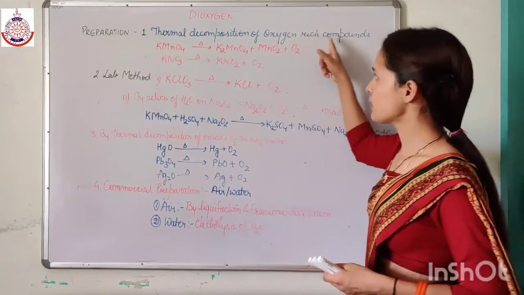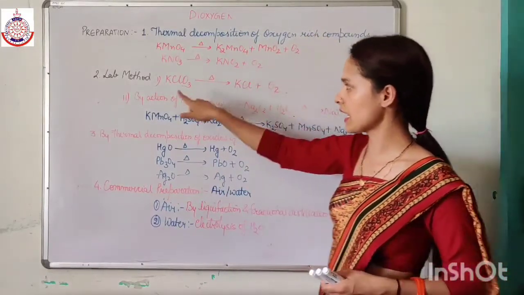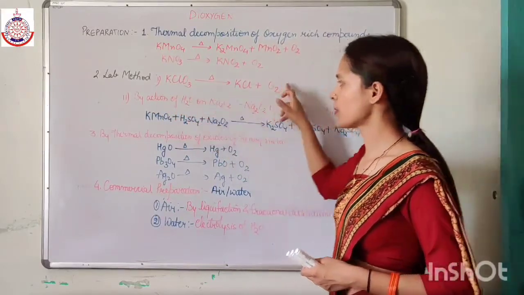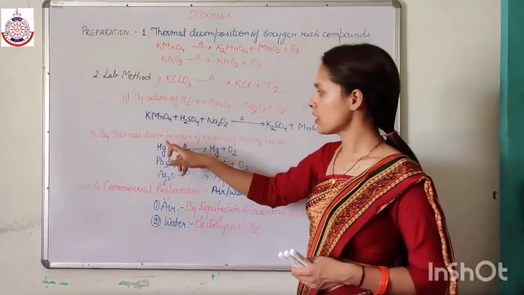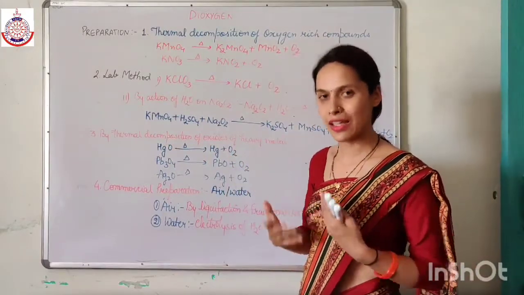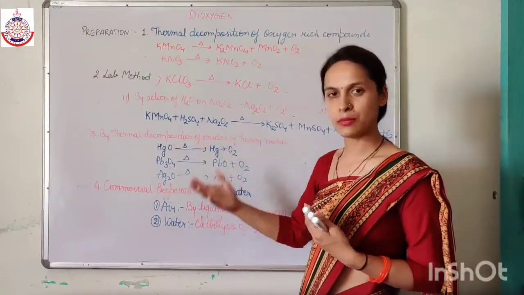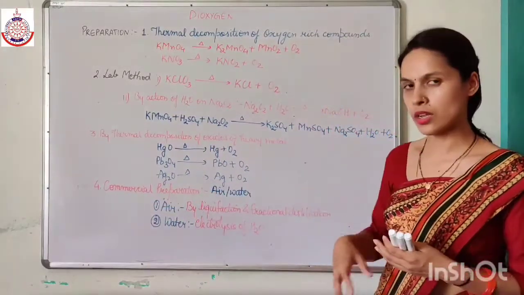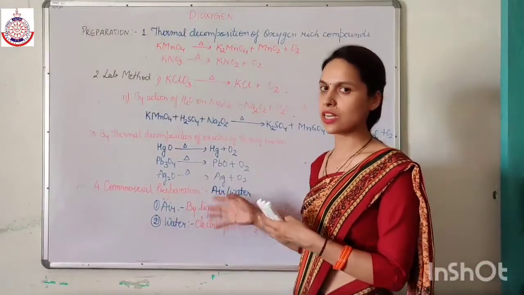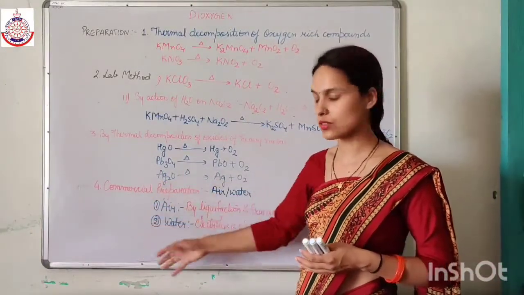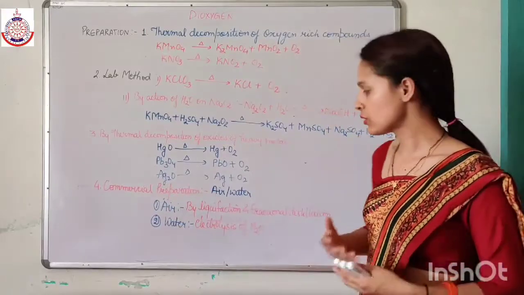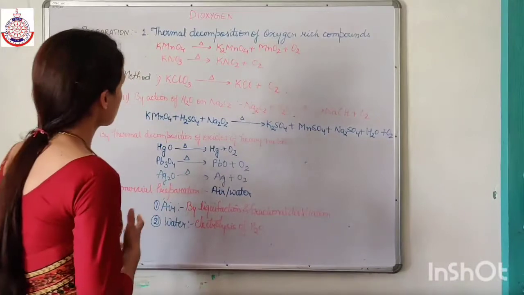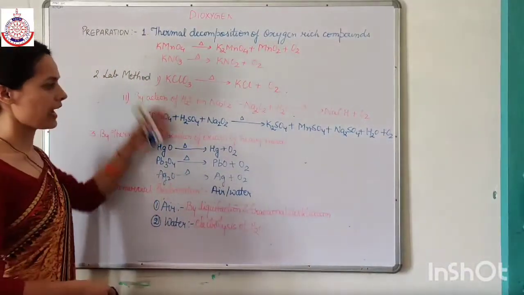First, the thermal decomposition of oxygen-rich compounds. Second, the laboratory method, in which we have three different methods for the preparation of dioxygen. Third, thermal decomposition of the oxides of heavy metals like lead, silver and mercury. And fourth, commercial preparation either through air or water. If we have air, through liquefaction and fractional distillation we can prepare dioxygen, and if we have water, then through the electrolysis of water we can prepare dioxygen. So this is all about the preparation of dioxygen.